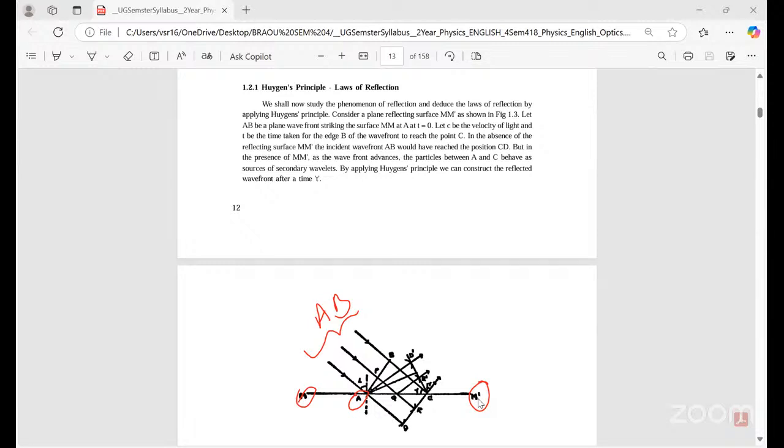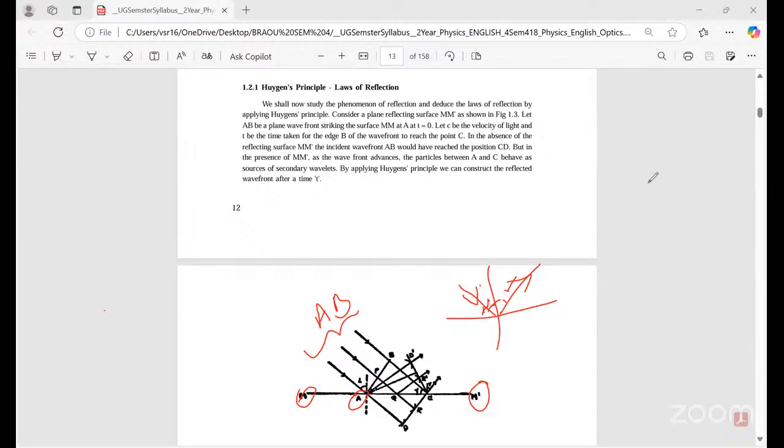What will happen here? This is the smooth surface. So this is a normal. If it is a smooth surface, immediately it is going to be reflecting back. If it makes an angle theta, the incident angle, with respect to the normal, this is the reflected ray.